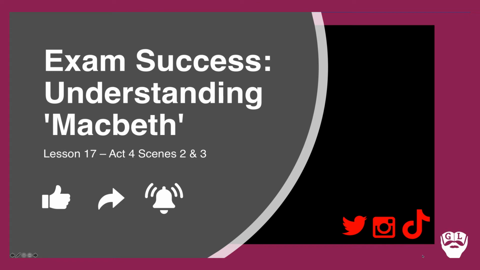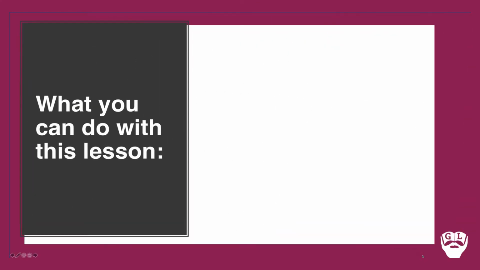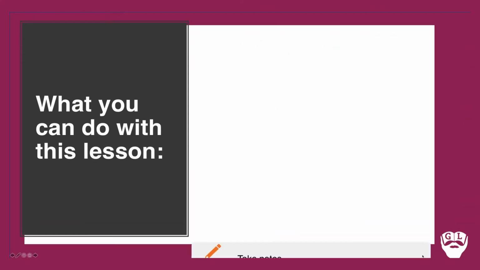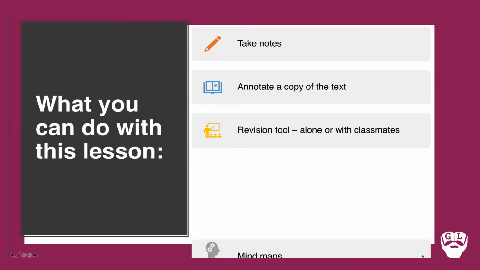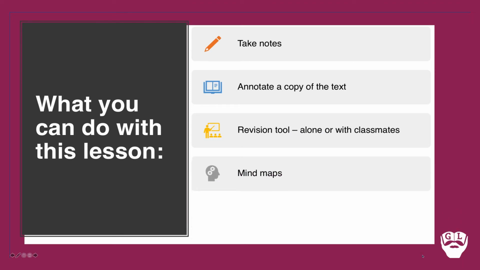Now, what you can do with this particular lesson, as always, make sure you're taking notes. Make sure you're annotating your copy of the text along to this. It's a really important point there. Use it as a revision tool, alone or with classmates. Use it as a mind map as well, a way to help build mind maps and re-engage that knowledge. And make sure you list examples that you notice from the clip.